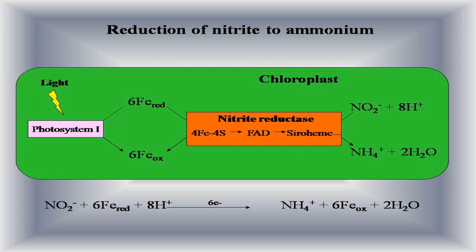are formed. So here it is given in this reaction: nitrite plus 6 iron in the reduced form plus 8 hydrogen ions, with the involvement of 6 electrons, get converted to ammonium plus 6 iron in the oxidized form and 2 molecules of water. And the most important thing to remember here is that this process takes place in chloroplast and not in the cytoplasm.